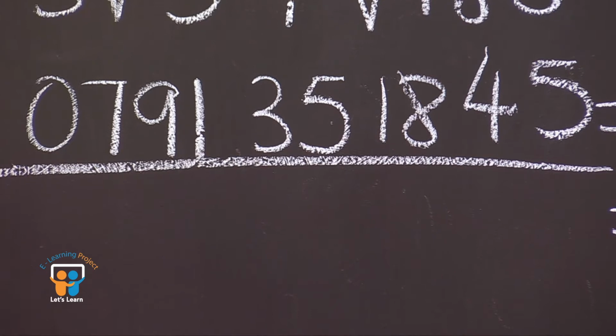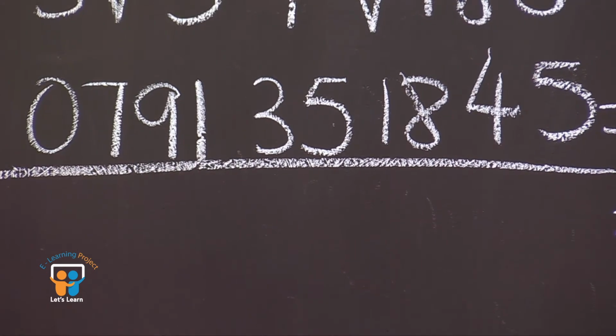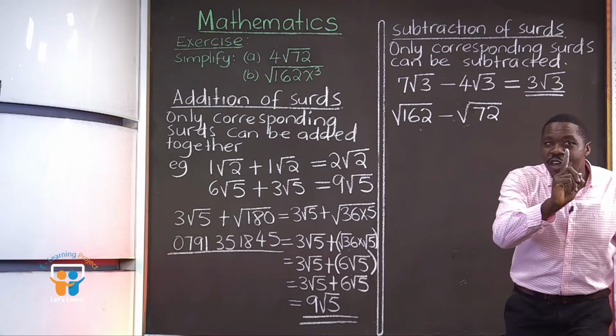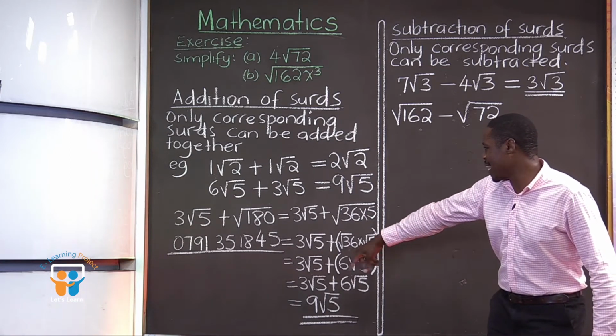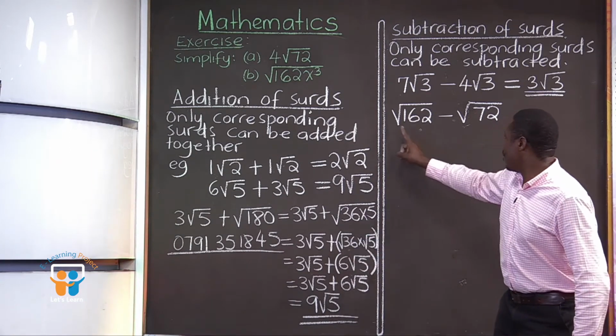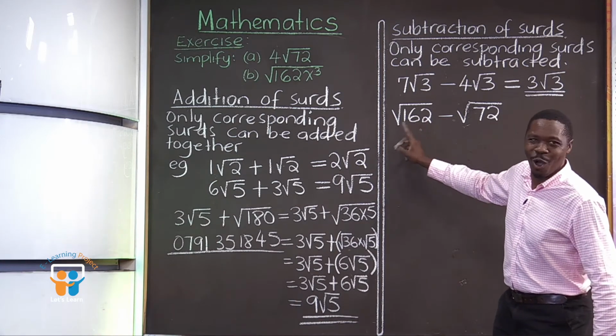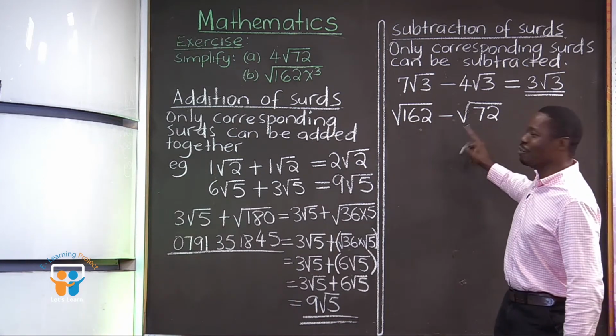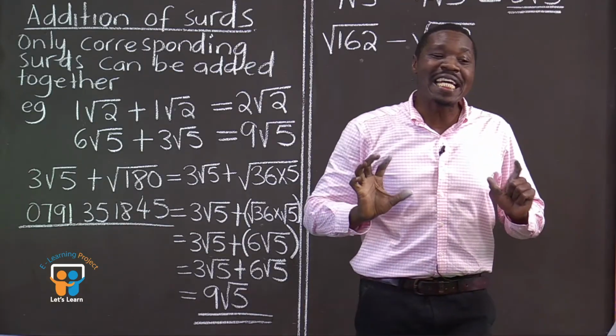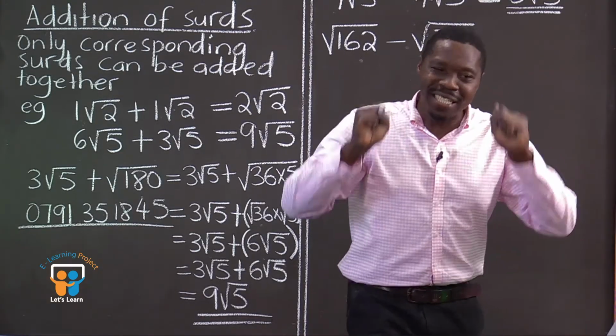What do you get when you subtract root 162 minus root 72? I'm giving you a hint. The way you saw me breaking down here and simplifying, look also for two numbers here. Multiply them, get 162. One of them must be having a square root. Do the same thing here so that the radicands are the same.